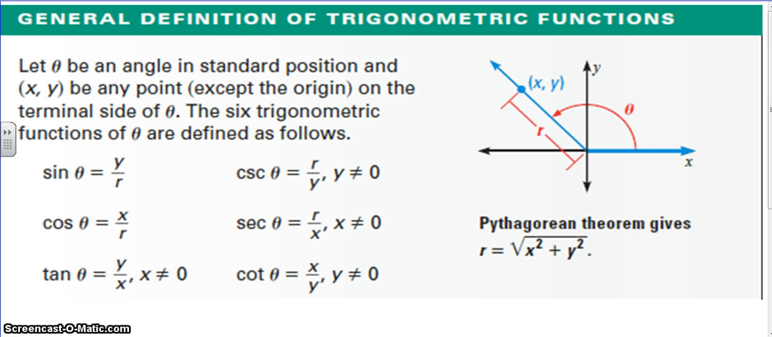What you do need to notice in this definition is that you're in standard position and that (x, y) is any point except the origin. You also have to watch down here with the cosecant, the secant, and the cotangent. With cosecant, y cannot be 0, so you can't be on the x-axis. For secant of theta, x cannot be 0, so you can't be on the y-axis. And for cotangent of theta, y cannot be 0, so you can't be on the x-axis.